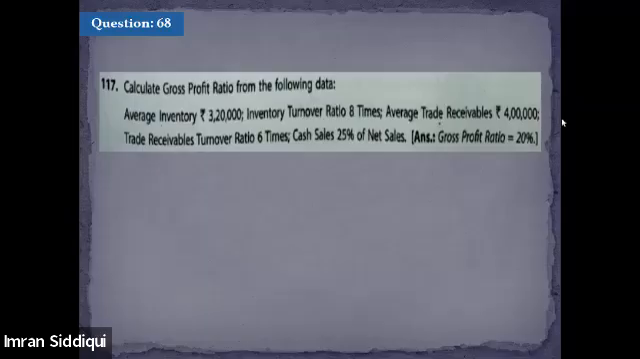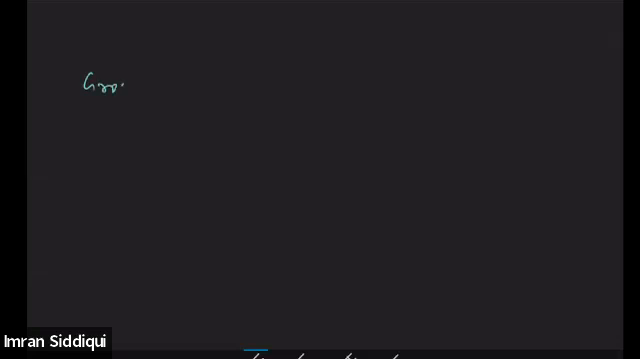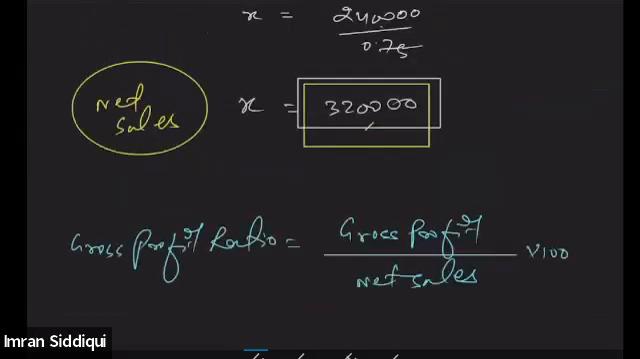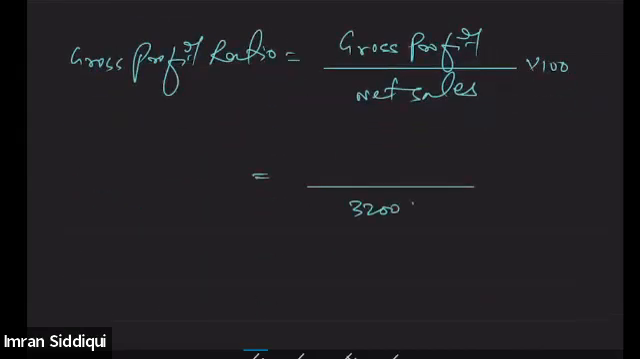Now let's apply the formula of gross profit ratio, which is gross profit divided by net sales into 100. And the net sales we have got is 3,20,000. In order to find out the gross profit, we will subtract the COGS minus the net sales.